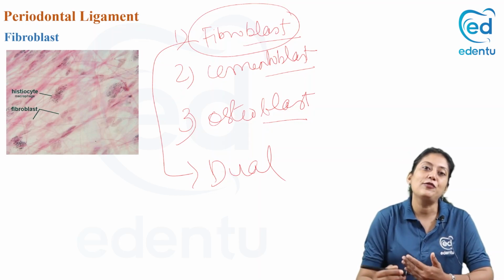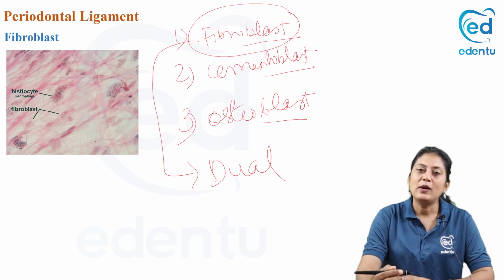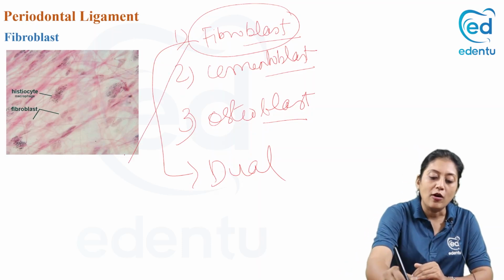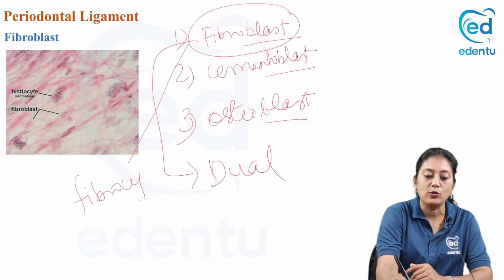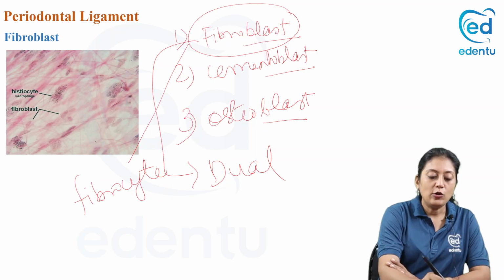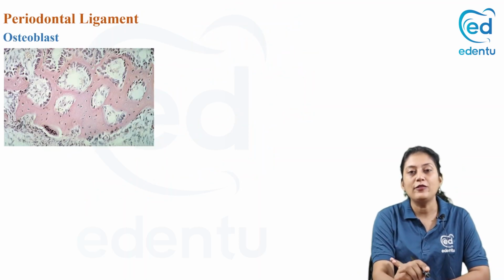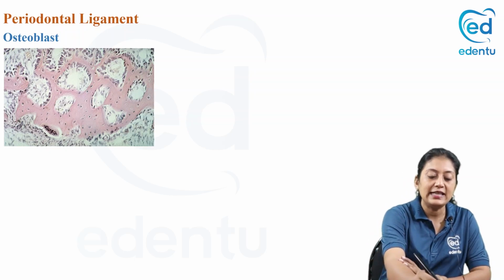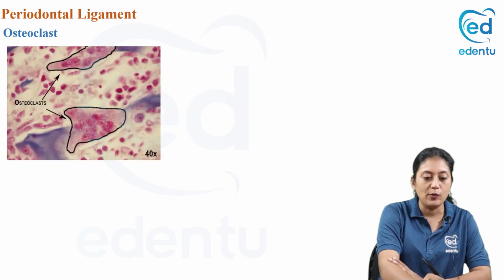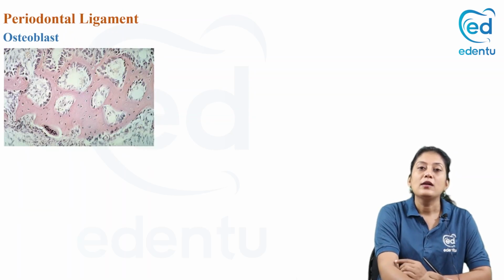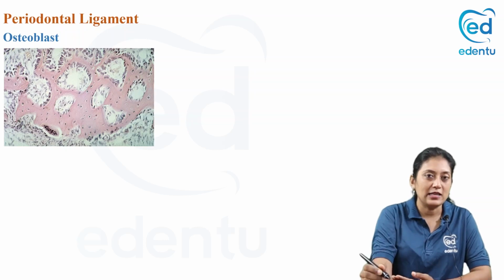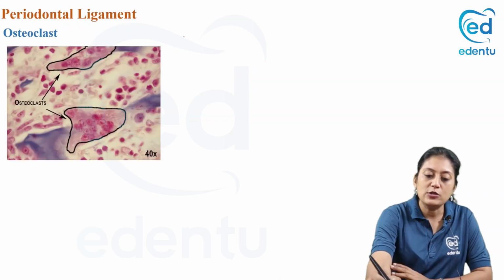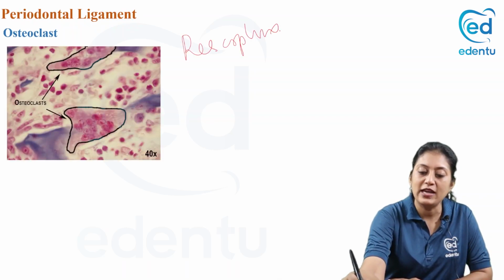When the cell is actively functioning, you call it a fibroblast. But once the function is over and it has become a more differentiated cell, you will no more call it a fibroblast; you will use the term fibrocyte. But when you come to cementoblast and osteoblast, they have a unique function, only formation. So osteoblasts help in the formation of bone. They are seen lining the surface of the alveolar bone. Whereas cementoblasts are seen lining the surface of cementum and they help in the formation of cementum.